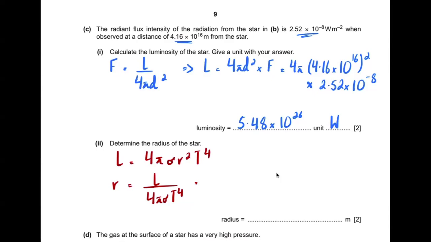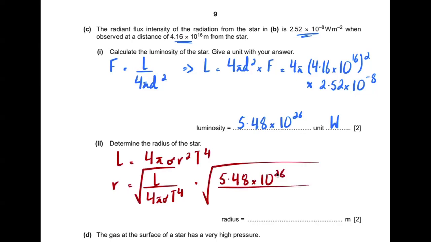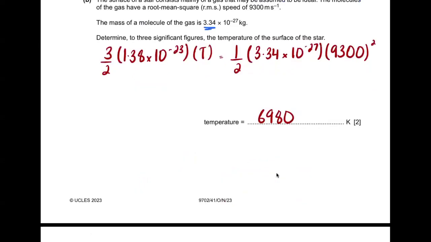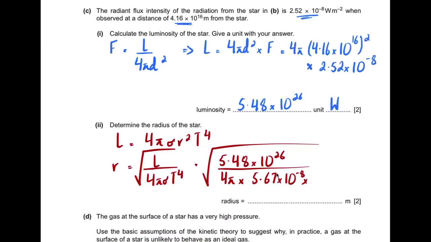So L is my answer to the previous part, right? So 5.48 into 10 to the 26. And obviously there's also the square root here. Is this formula mentioned in the formula sheets, in the beginning? Yeah. 4 pi sigma, hold on, what was sigma? Let me see. 5.67 into 10 to the negative 8. And T is the answer to the previous part. You should use your calculator value as far as you can. 6980 raised to the 4. So after taking the square root, R turns out to be 5.69 into 10 to the 8 meters.